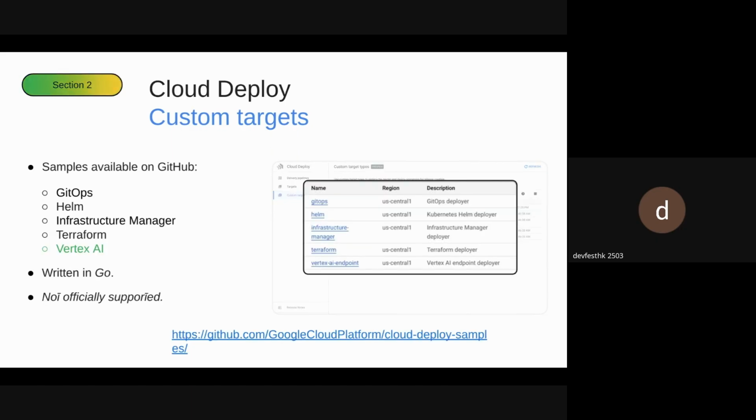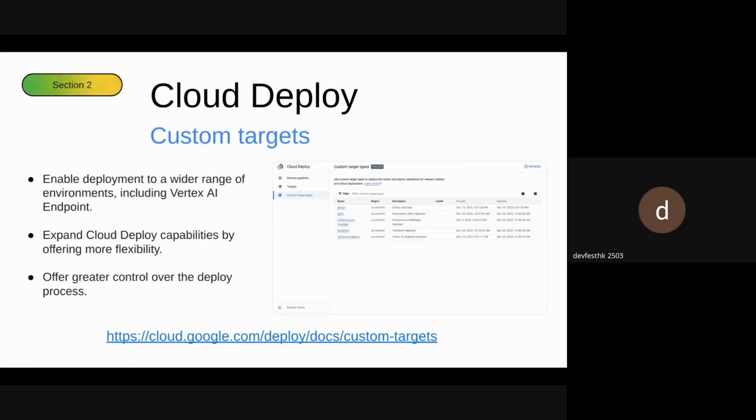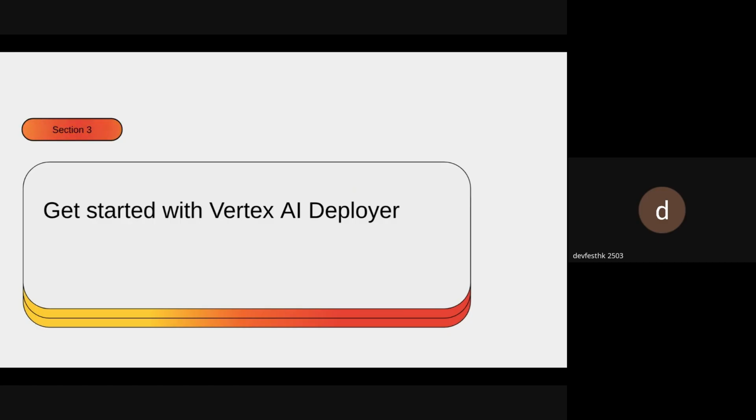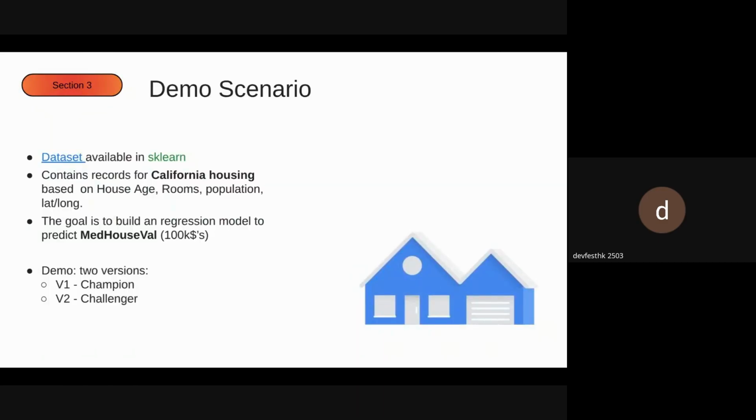A lot of custom targets are actually provided by Cloud Deploy here. Then how to use Cloud Deploy custom target with the AI? Okay, the first one, this is the scenario.